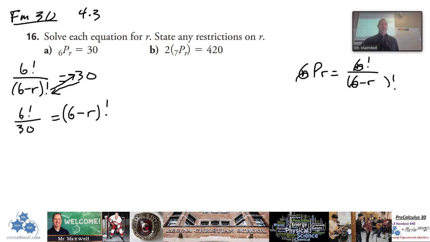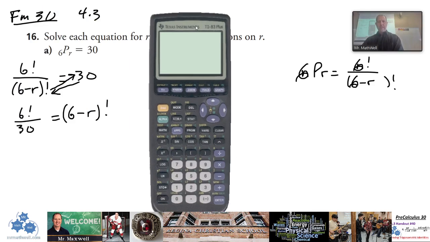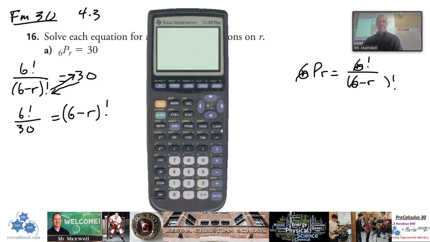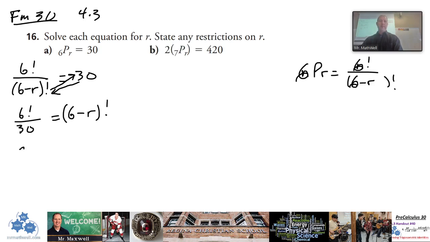So what is 6 factorial? Well, you can get on your calculator there and figure out what 6 factorial is. And we'll do that here. So 6 factorial, 720 divided by 30 is 24. So 24 equals (6 minus r) factorial.